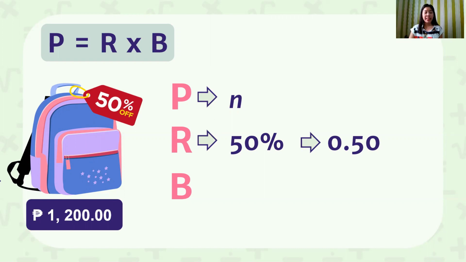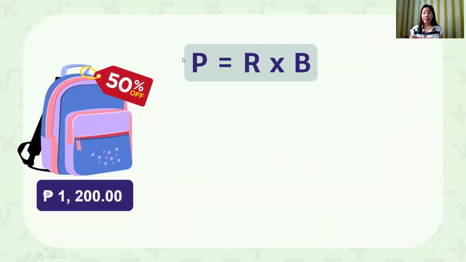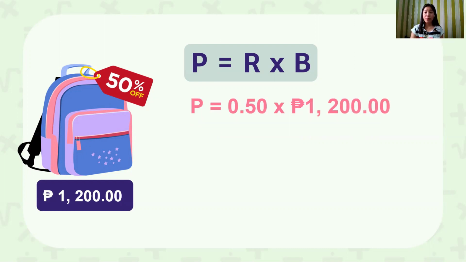Now that we're done in identifying the rate of discount, let us proceed to the marked price. It is given that the bag is worth 1,200 pesos. This one is the original price of the bag. Using the formula P is equal to R times B, let us find the amount of discount for this bag. P is equal to 0.50, or 50 hundredths, times 1,200 pesos. 0.50 is our rate of discount and 1,200 pesos is our marked price.